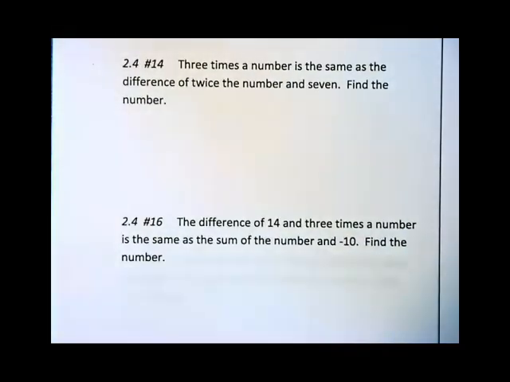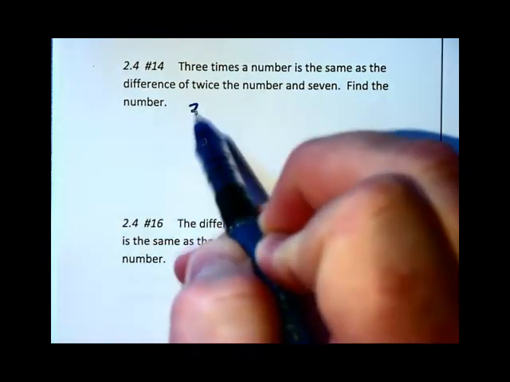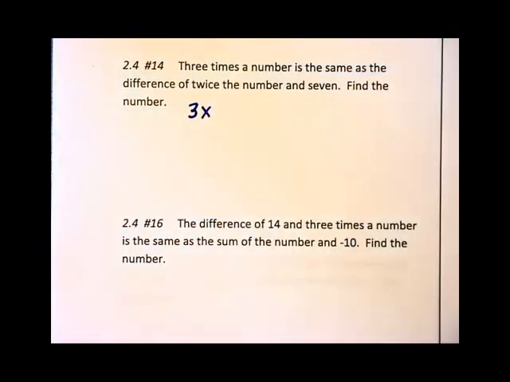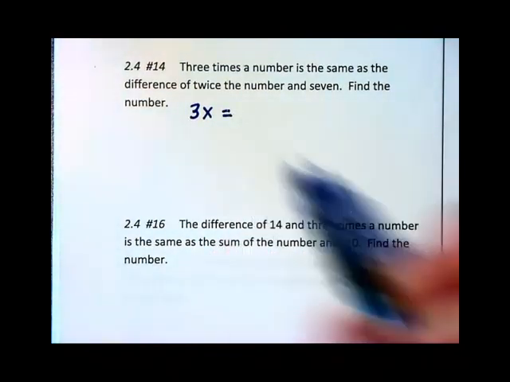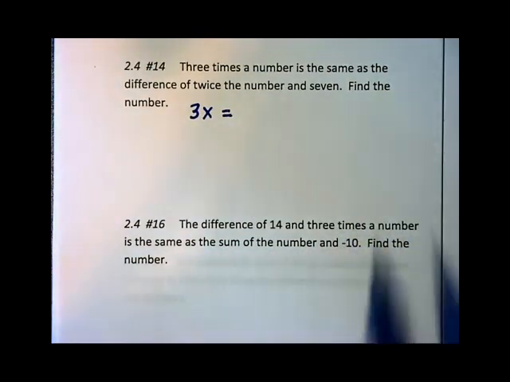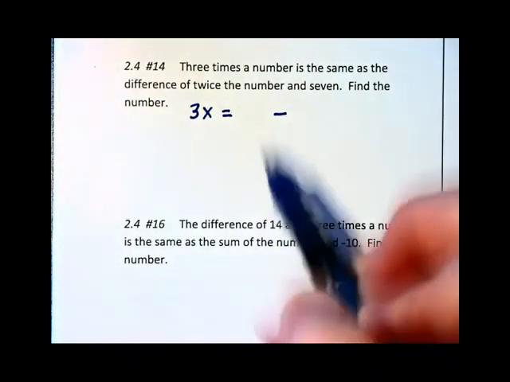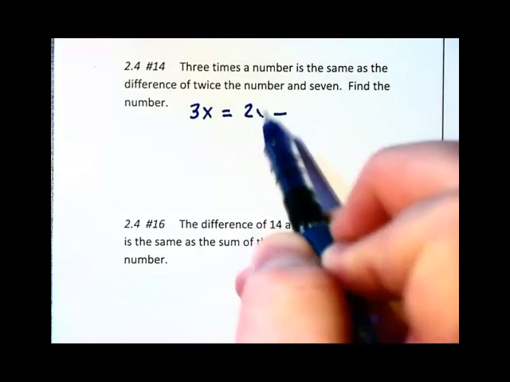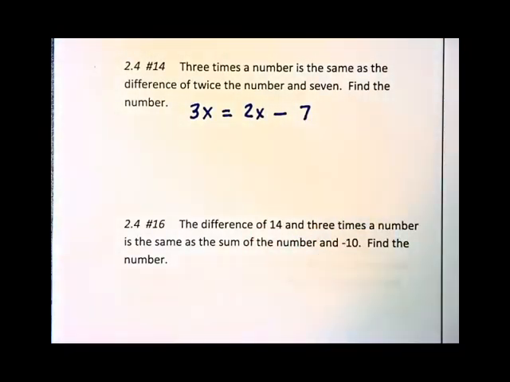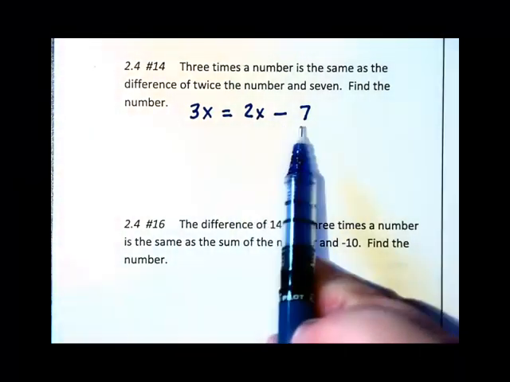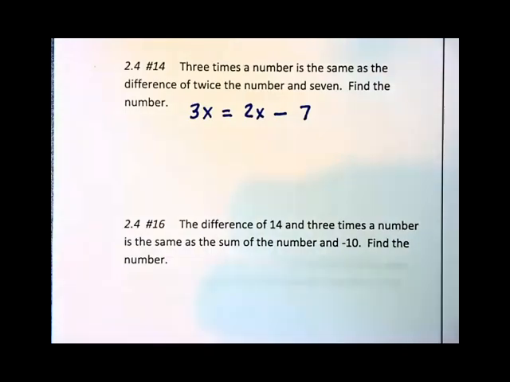3 times a number is the same as, 3 times a number, that's 3x, is the same as, that's going to turn into an equal sign, the difference of, subtraction is coming. Difference of two things. Twice the number, that would be 2x, and 7. Whenever you see the difference of, you know that you're going to have something minus something, so you just have to get yourself ready for what goes in each of those positions.